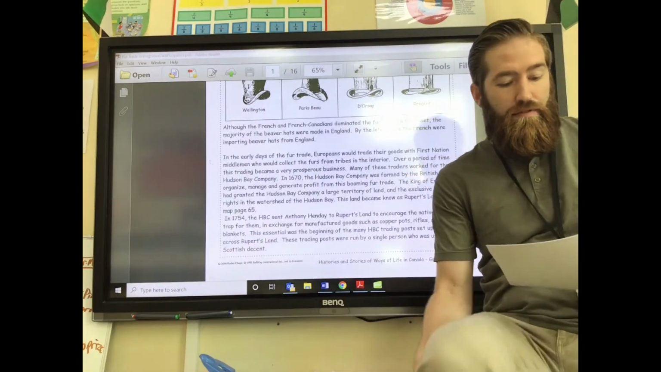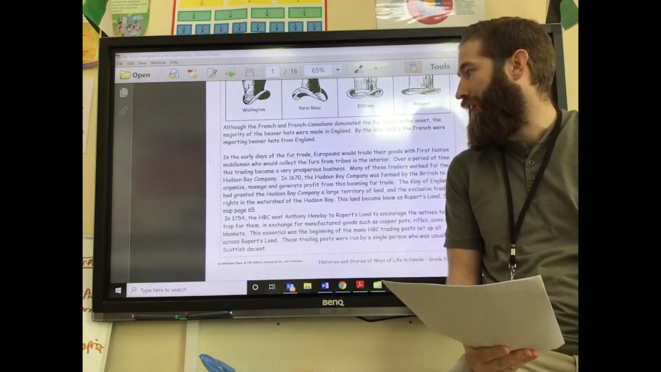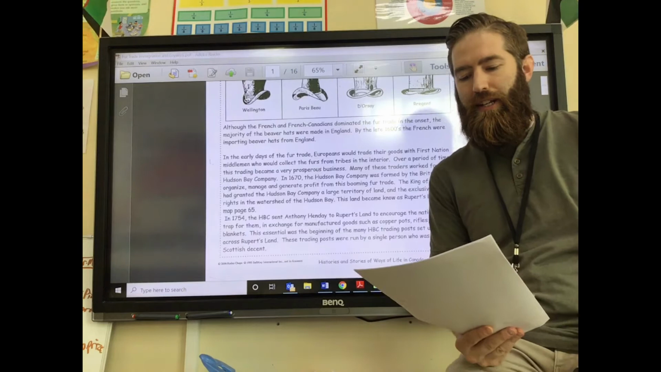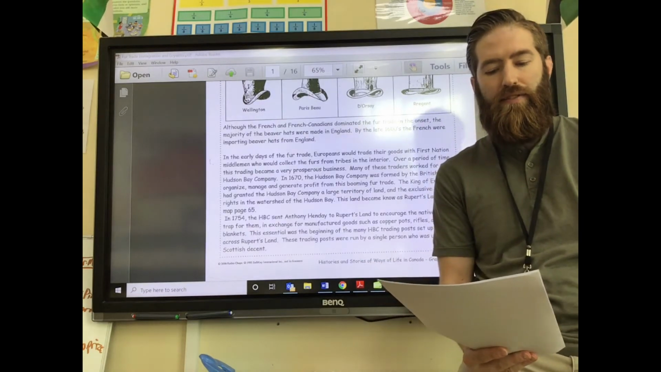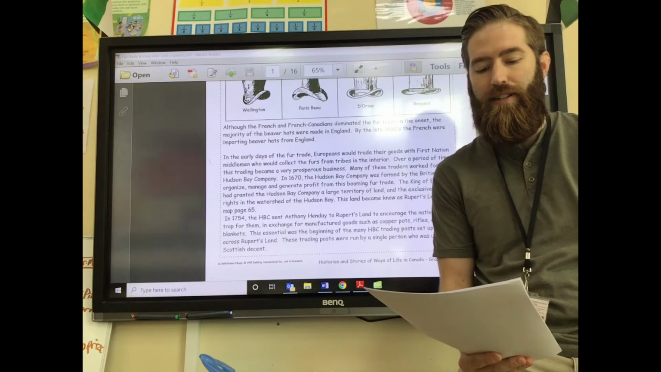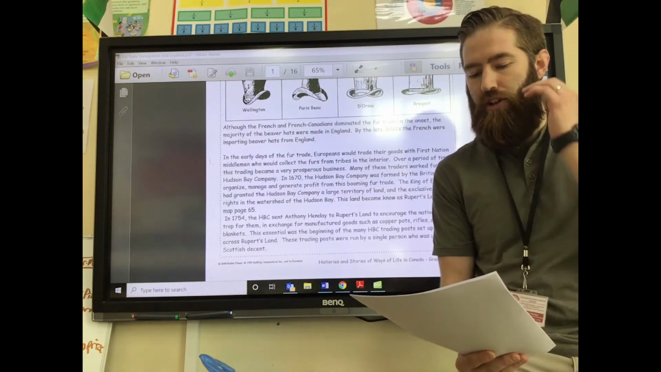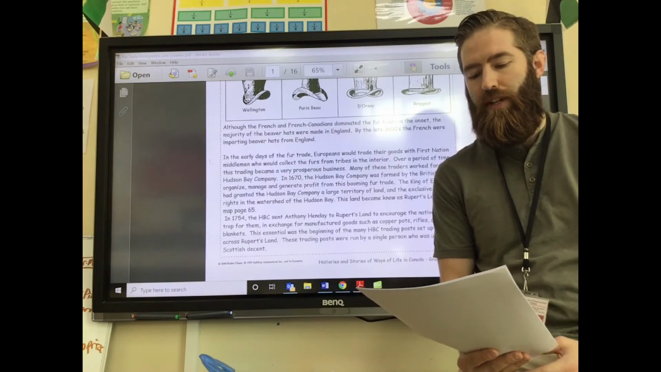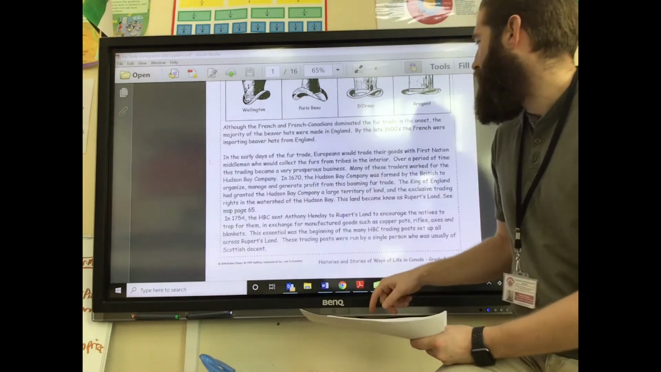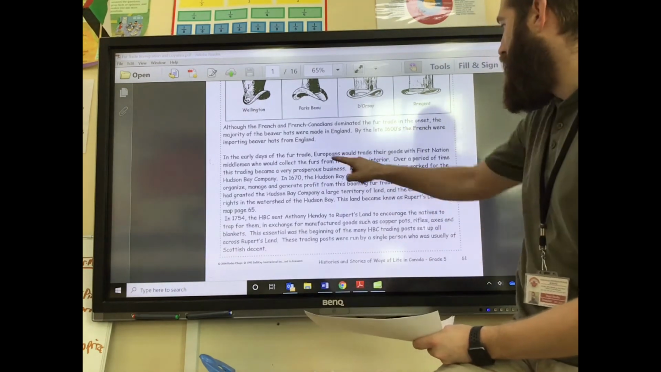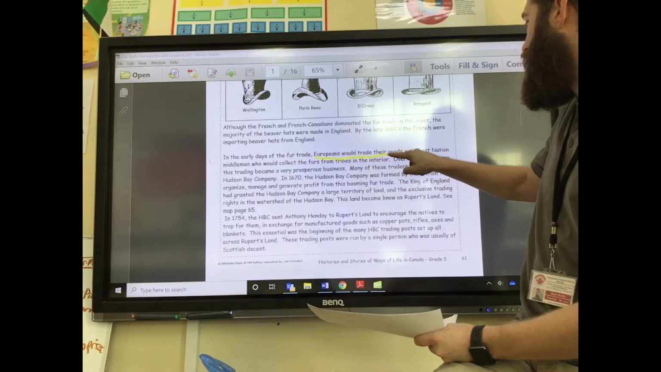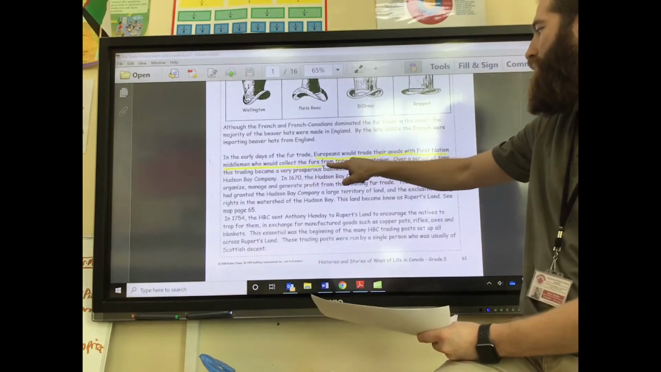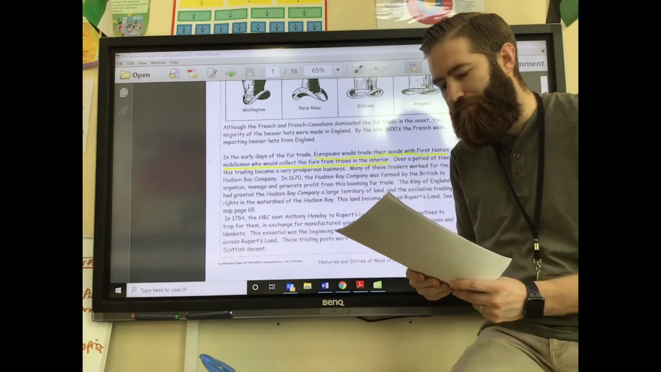Although the French and the French Canadians dominated the fur trade in the onset, the majority of the beaver hats were made in England. By the late 1600s, the French were importing beaver hats from England. In the early days of the fur trade, Europeans would trade their goods with First Nation middlemen who would collect furs from the tribes in the interior. So this is important. Europeans would trade their goods with First Nations middlemen who would collect the furs from the tribes in the interior. Okay.